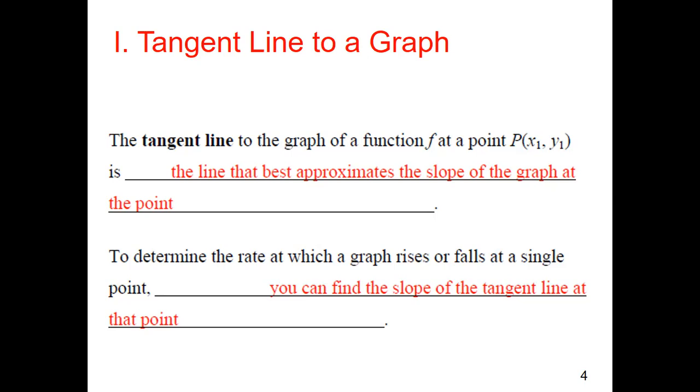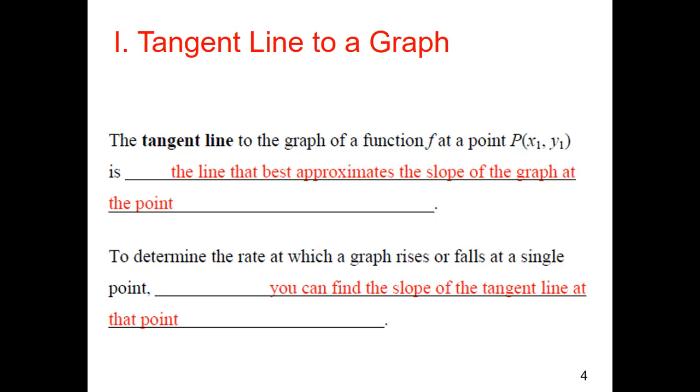Do we all know what slope is? Rise over run. Yes, but it's our rate of change, right? It's how something is changing at a given time. How did this plant grow? It's more generalized at a specific point. How did that change? To determine the rate at which a graph rises or falls at a single point, you can find the slope of the tangent line at that point.